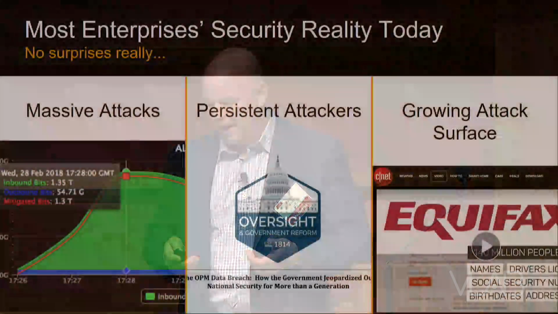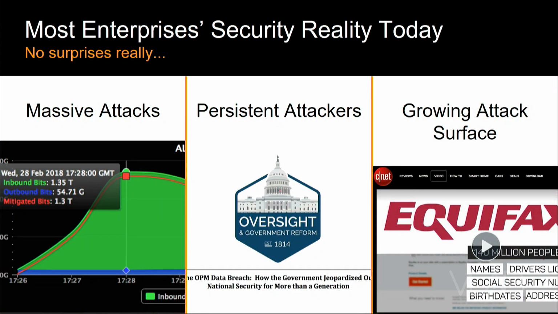And then finally, the attack surfaces themselves are growing very big. Equifax is a great example of that. So the stakes are high. We have to be right all the time, and the bad guys are right just once.